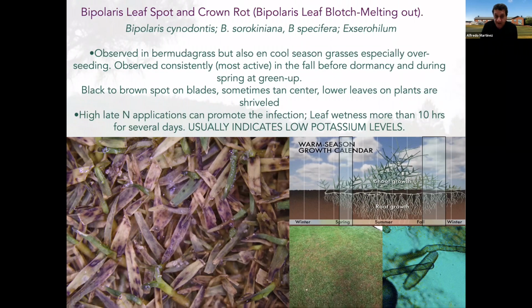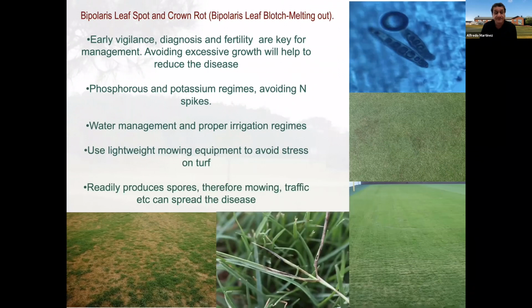So that's one thing. If you see this, again, address the low potassium levels and the high humidity. Phosphorus and potassium, water management, use lightweight equipment, and so on. But again, if you see an area that has more disease than another area in the same part, maybe start mowing the part that has no disease first. So again, it's important for that.